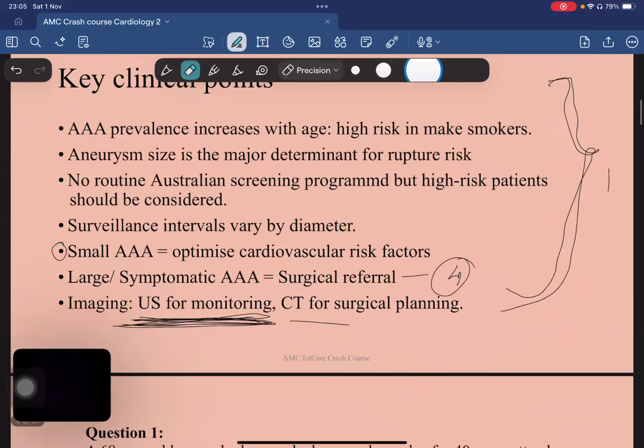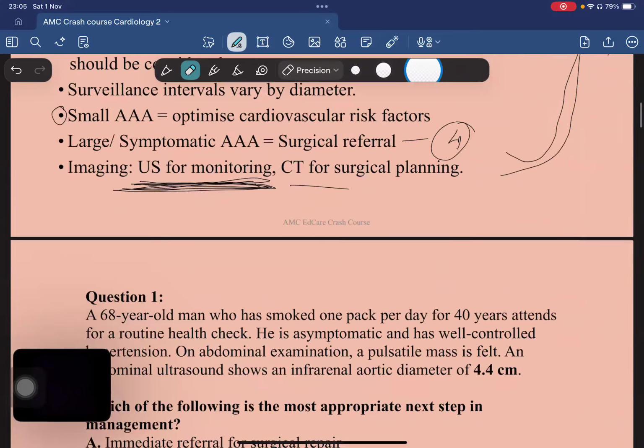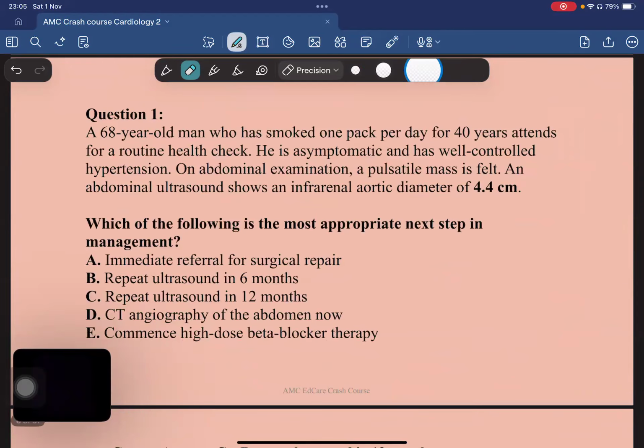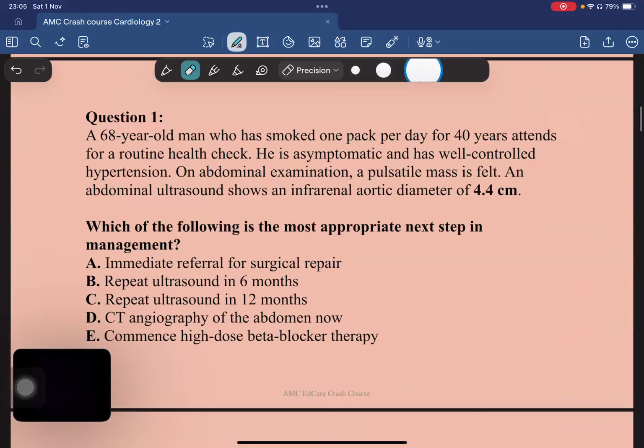Oh yeah, before that, I have added 1 or 2 questions just to give you all an idea about how questions appear related to aortic aneurysm. So let's try and do this one.